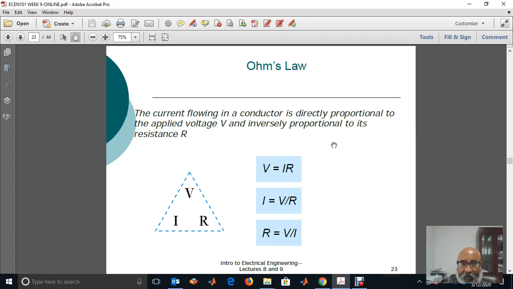Ohm's law. The current flowing in a conductor is directly proportional to the applied voltage and inversely proportional to its resistance. That means if I have a circuit element, for example a resistor, then the voltage across the resistor is the current passing through the resistor times the resistance, or the current is equal to the voltage over the resistance, or the resistance equals voltage over current.